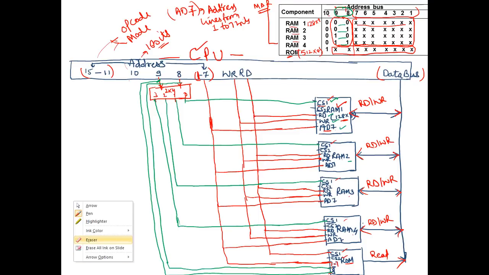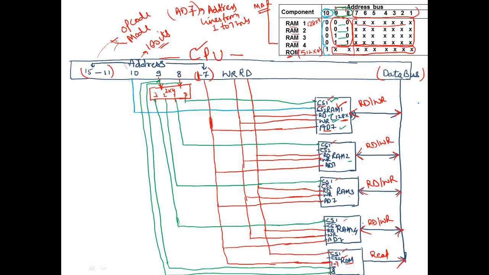Again, let me change the color. So what does this 10th bit depict? See, this RAM is having 0 value and the ROM is having 1 value, right? So this 10th particular bit is going to be directly attached to this. This is the reason why we are taking CS2 complement here. Once it is active, its value will be 1, and it will take the complemented value by default. So it will become 0 here.